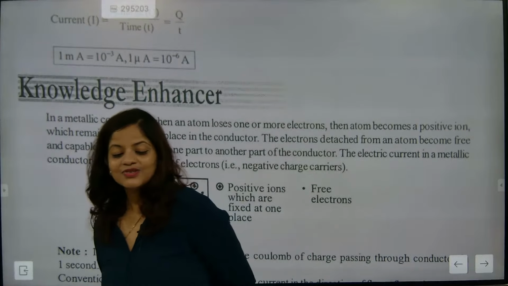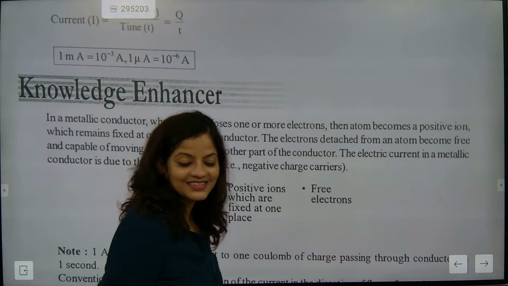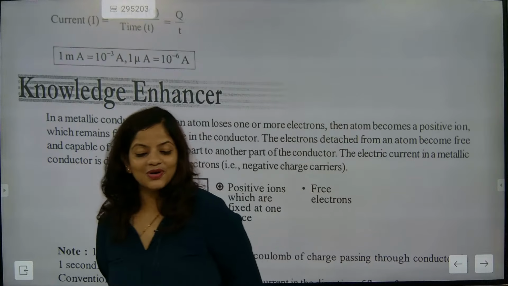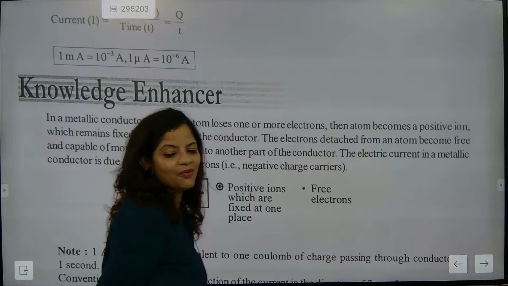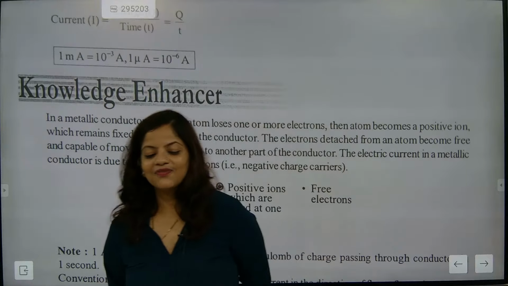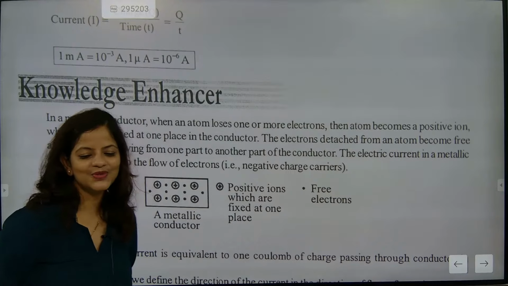Now listen. All those children who are giving are definitely considered as what? They are considered positive, because they have given. Since they have given, they are always considered positive. So here, positive ions are the most important part.